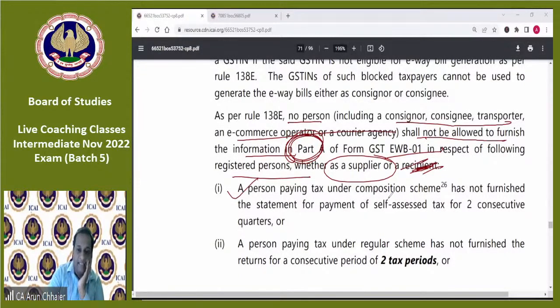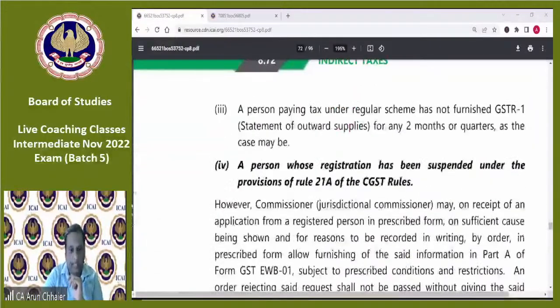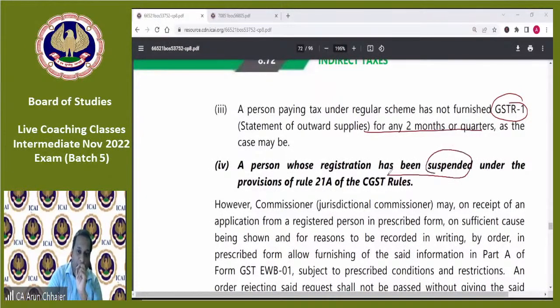The person paying the tax under the composition scheme has not furnished the statement for payment of self-assessed tax, that is CMP 08, for 2 consecutive quarters. A person paying the tax under the regular scheme has not furnished the return for 2 consecutive tax periods, correct? Either monthly or quarterly. A person paying the tax under the regular scheme has not furnished GSTR-1 for 2 months or 2 quarters, as the case may be. A person whose registration has been suspended according to Rule 21A in the GST registration chapter, we have discussed the provision of suspension.